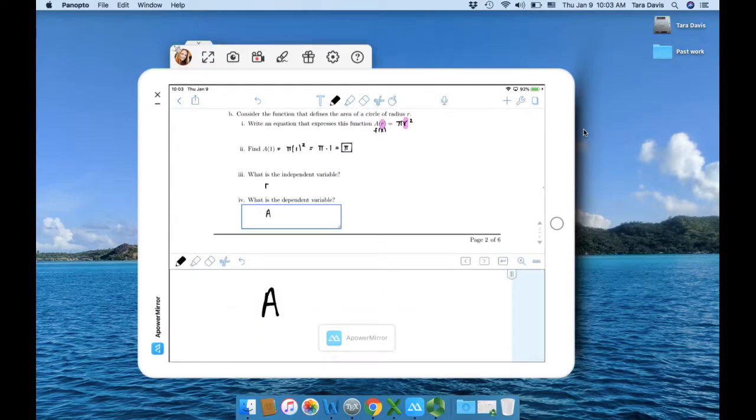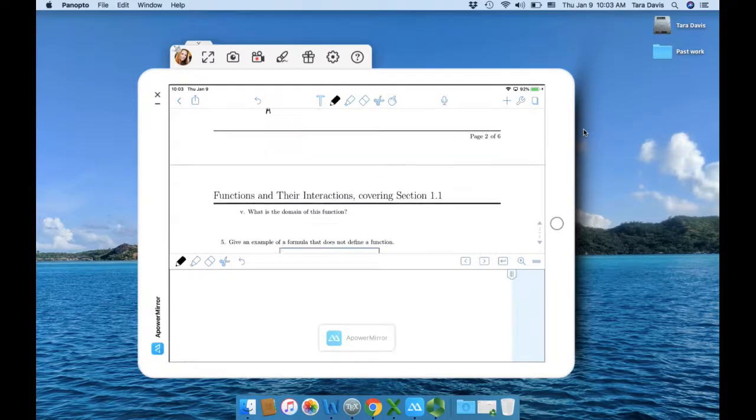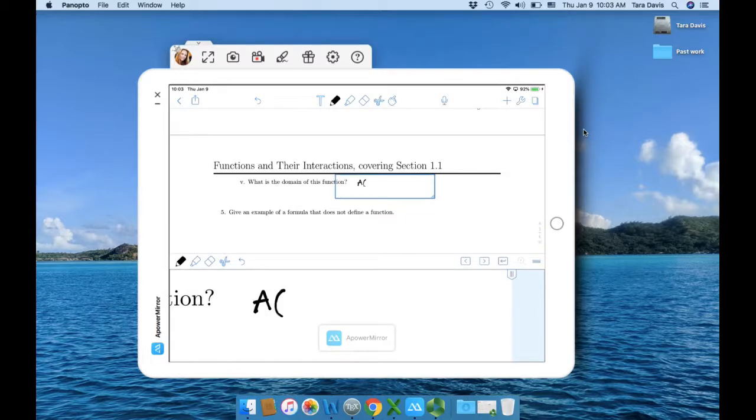Okay, and then lastly, what is the domain of this function? The domain is all the possible inputs. So we'll remember that A of r is pi r squared, and we said that the independent variable is r. When we ask what's the domain, we're asking what possible values of r can be plugged into this function. At first you might say, well, I can take any number and square it, and I can take any number and multiply it by pi. So I think that the domain is all real numbers. That thinking makes sense, right?